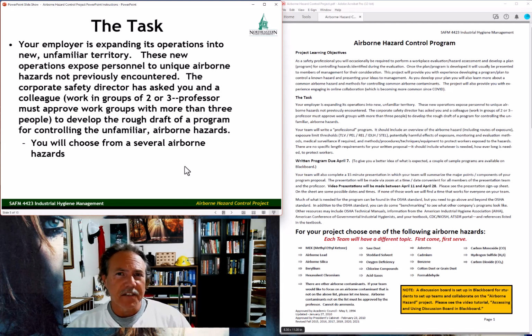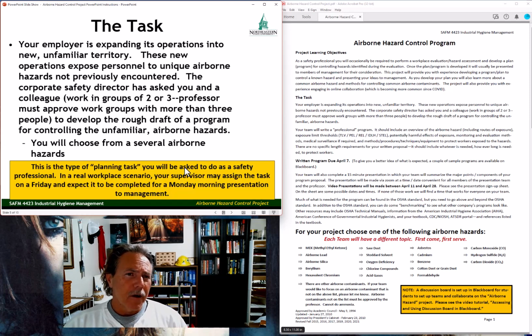But again, this is the task. And you're going to have a couple of deliverables. One more thing I want to say about this task before I talk about the deliverables. This is the type of planning task that you may be asked to do as a safety professional.